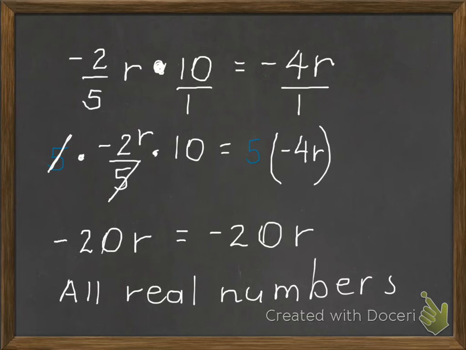No matter what real number we replace r with, and since r is the same letter, we always replace it with the same number. When the letters are the same, they represent the same number. Okay? And no matter what number we replace it with, this equation is always true. So all real numbers satisfy this equation.